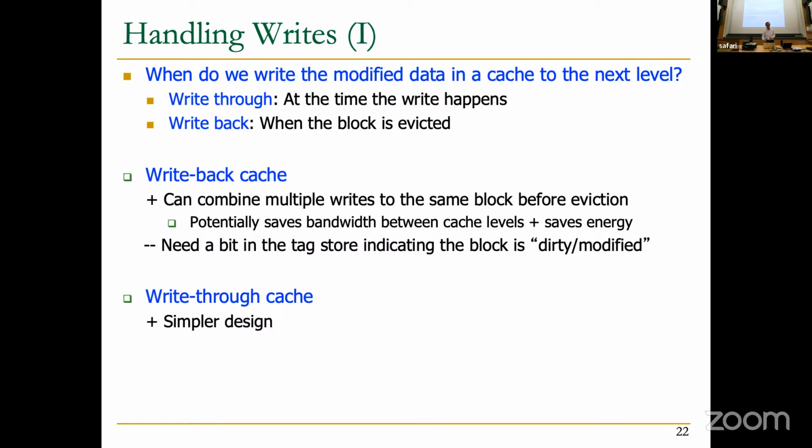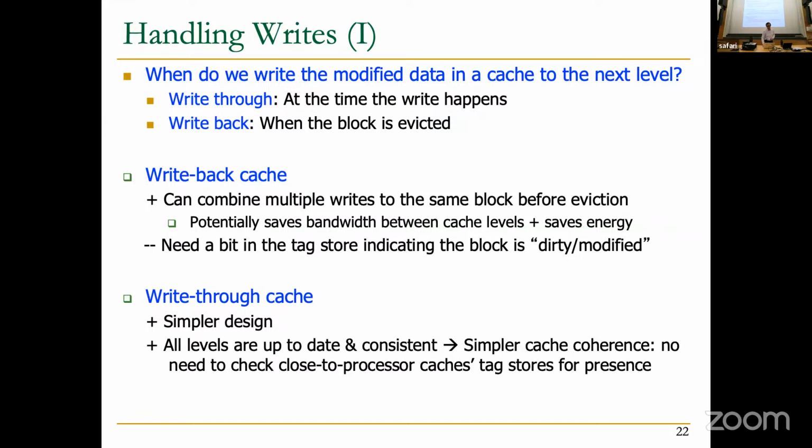Write through cache is a simpler design because you don't need to keep track of this, let's say, dirtiness, and also you don't need to write back when needed. But of course, it's more bandwidth intensive, and there's no combining of writes. There's another benefit of a write through cache, which will become a little bit more clear when we talk about cache coherence very briefly in this lecture.